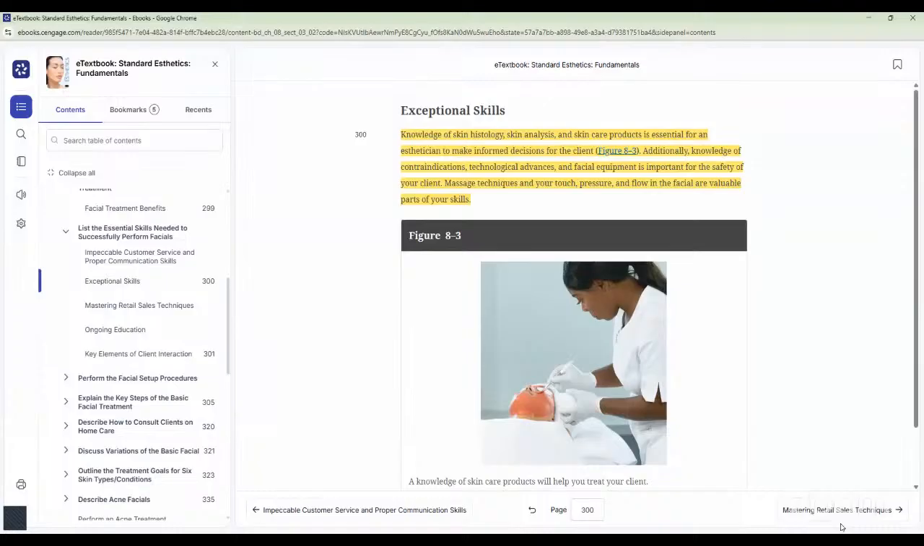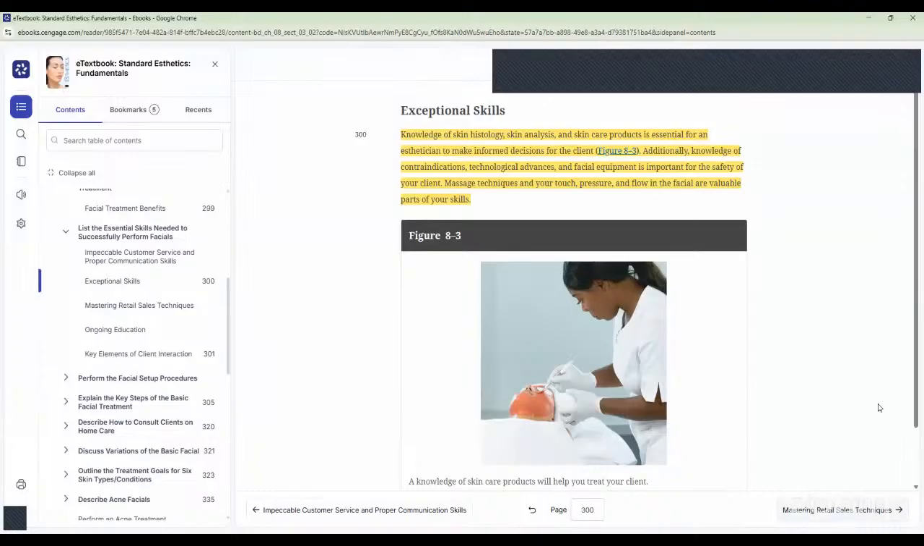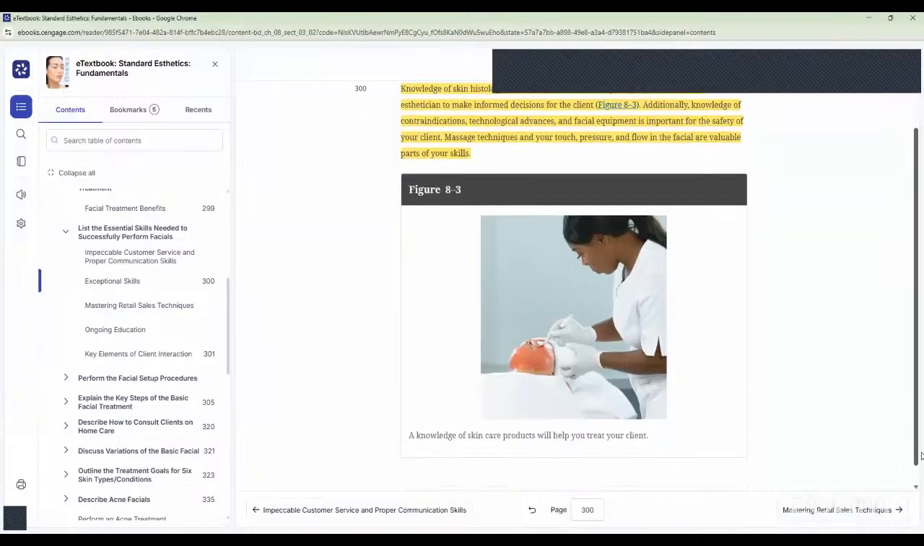Okay. Also, having an emphasis on understanding massage. Massage techniques and your touch, pressure, and flow in a facial are valuable parts of the skills. And so that's something you should always be honing. And we talk about honing our craft. When we're not working, we should be reading something, we should be practicing something, especially our temperament, our facials, our massage. It's always something that can be done, and it really benefits us in the long run.